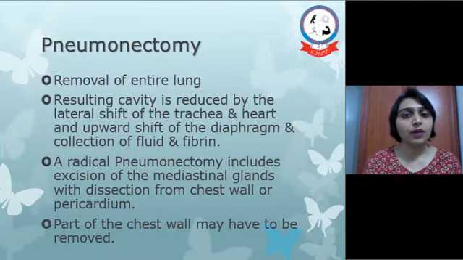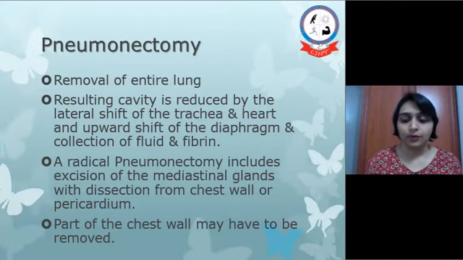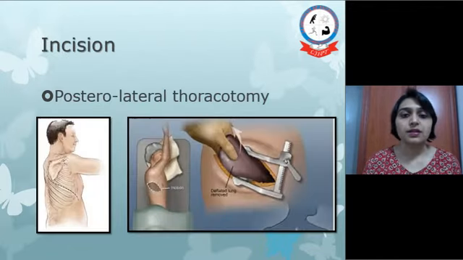Pneumonectomy is removal of an entire lung. The resulting cavity is reduced by lateral shift of the trachea and heart, upward shift of the diaphragm, and collection of fluid and fibrin inside the cavity. A radical pneumonectomy includes excision of the mediastinal glands with dissection from chest wall or pericardium. So, in this operation, part of the chest wall may have to be removed to get access inside.